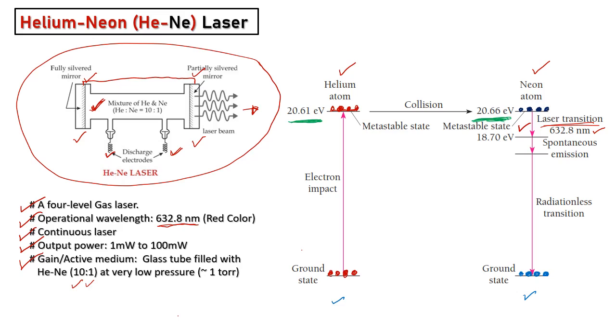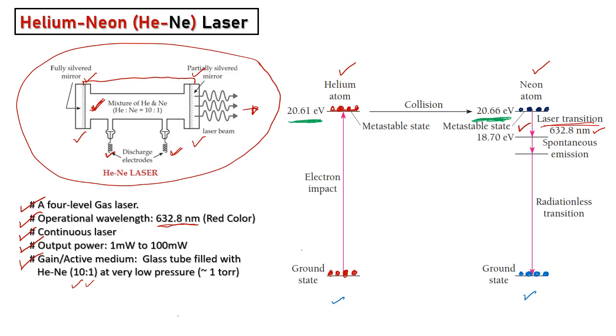So directly from the ground state, on achieving energy, this atom goes to its metastable state in the helium system and in the neon system. Further, there are 10 parts of the helium atom and one part of the neon atom.